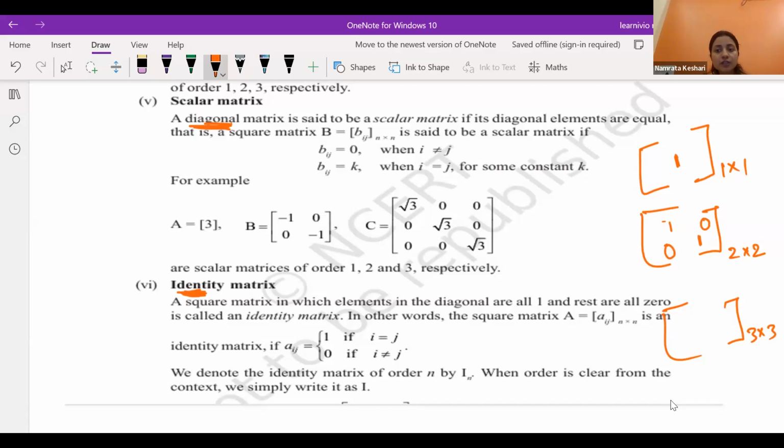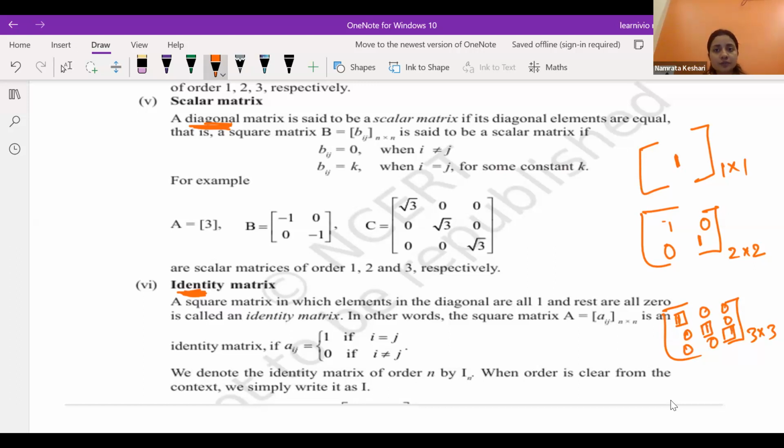If I write 3 by 3, the non-diagonal elements are 0. So 1, 2, 3, these are the diagonal elements, and except for that everything is 0. The diagonal elements have to be 1. Identity, as the name says, identity.